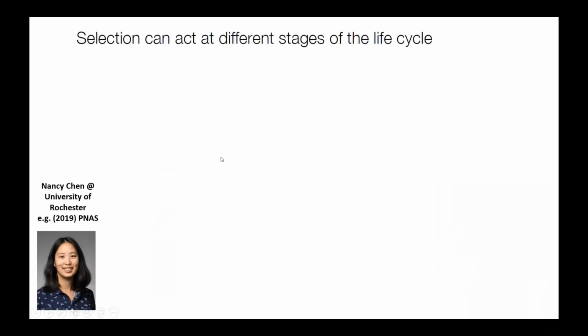So this work is heavily inspired by another colleague, Nancy Chen, at the University of Rochester, who published a really nice paper on this in Florida scrub jays in 2019, and I highly recommend that you check that out. But one thing that's pivotal to her research and really inspired our research is looking at how selection can act at different stages of the life cycle.